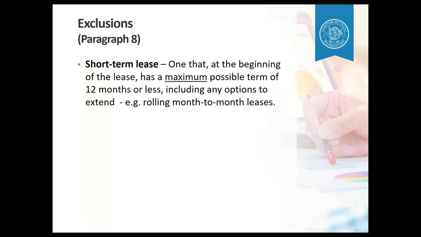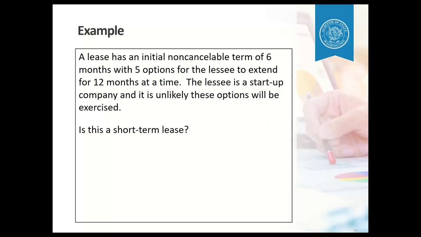Next slide. Here's a good example of that. Okay, so our lease has a non-cancelable term of 6 months with 5 options for the lessee to extend for 12 months at a time. The lessee is a startup company and it's unlikely those options will be exercised. So is this one a short-term lease or not?